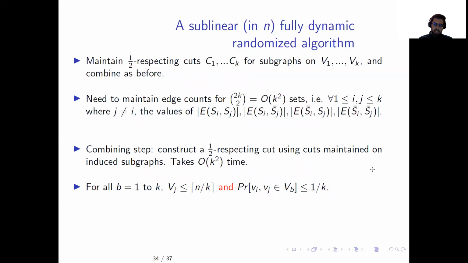But what we note is that the probability that an update is of the form that each of the endpoints of the updated edge are in the single vertex induced subgraph is at most 1 over k. So this actually allows us to balance the update time between the costly updates and the less costly updates.